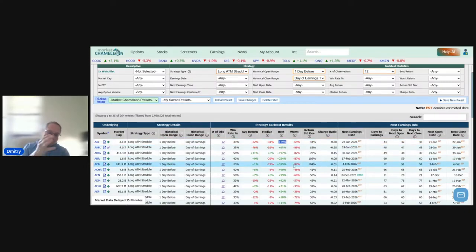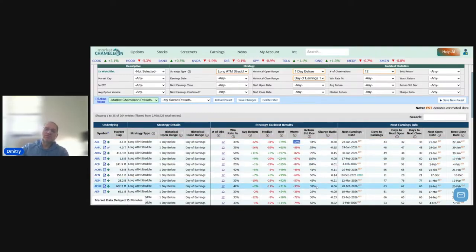Okay, so it's like a straddle. If you bought $1,000 worth of options, the call and the put, well, the next day, let's say it went up 80%, that would have been worth $1,800, right? The worst return was 64%. So $1,000 would have lost $640. So now you kind of get a range of the best and worst in our data set.